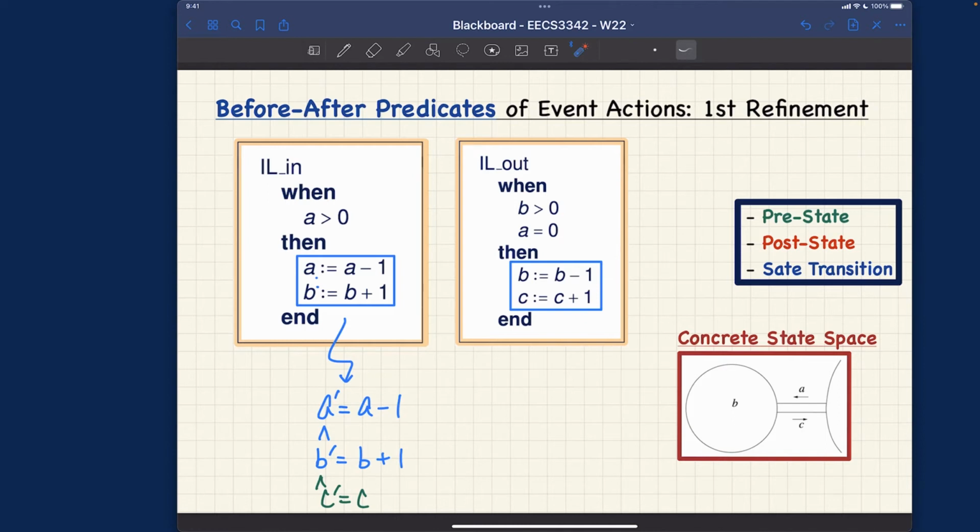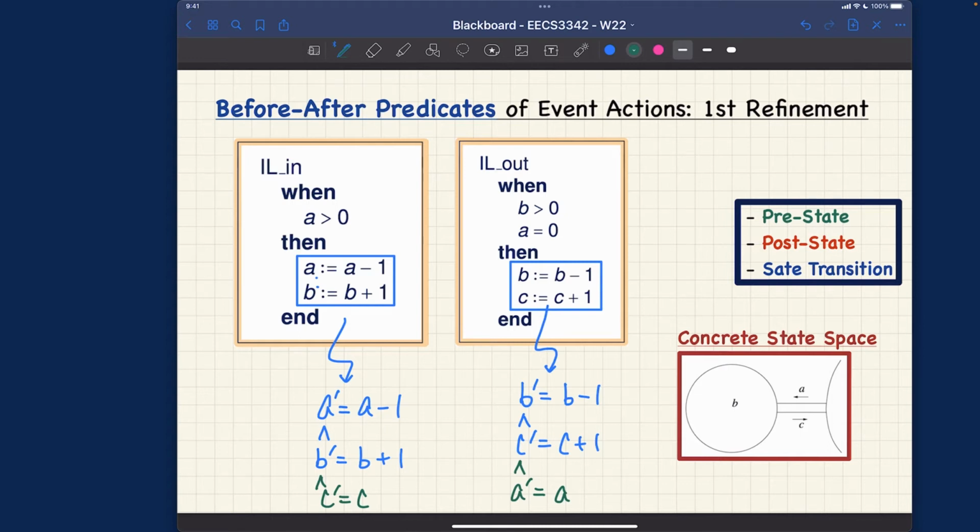And similarly, what would be the before-after predicate for ILOut over here? Following the same pattern, we're going to first of all write down the before-after predicate for those variables that are actually mentioned in the actions. So that will be B prime equals B minus 1 and C prime equals C plus 1. And what's really not mentioned is actually A. In that case, A is going to maintain its value between the post states and also pre-states. So that's about the before-after predicate I would like to emphasize before we actually start formulating the proof obligation. We're going to need that.